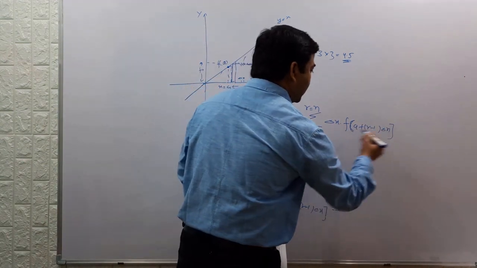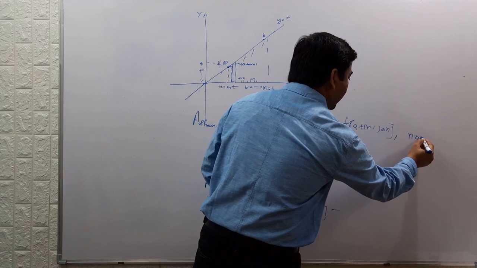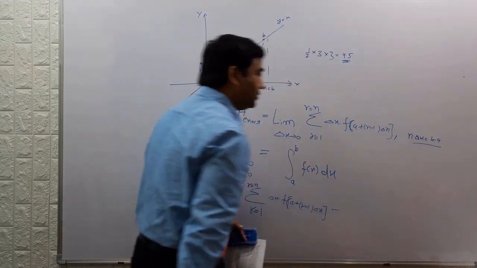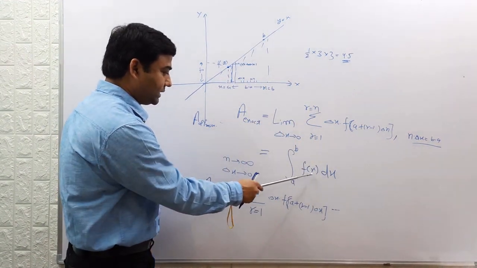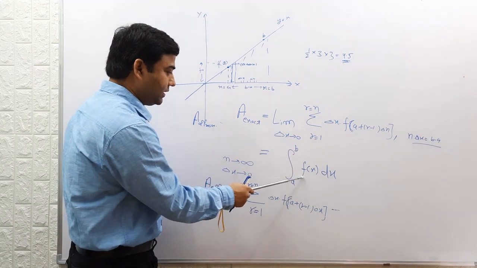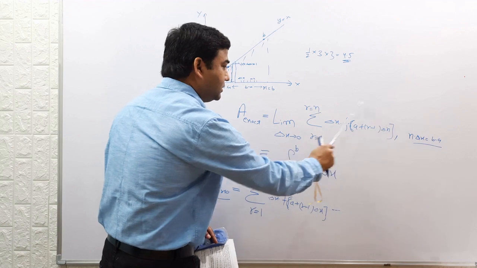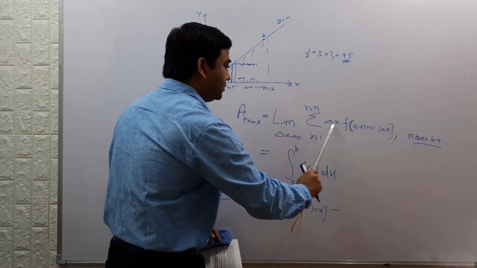In this expression, n into delta x is equal to b minus a. So this range, the range of x, a to b, f(x) into dx. So this whole Riemann series, limit delta x tending to 0, r equal to 1 to n, sigma.